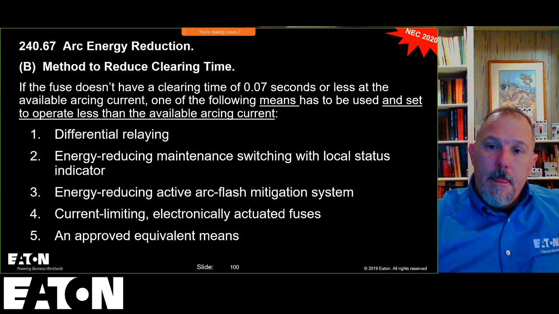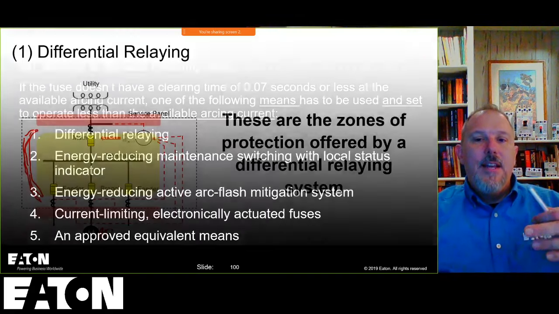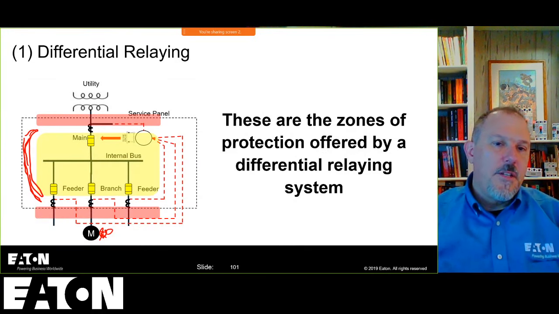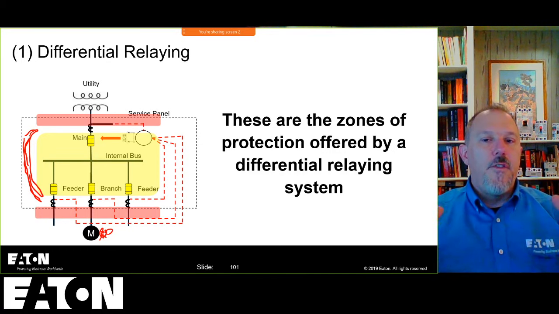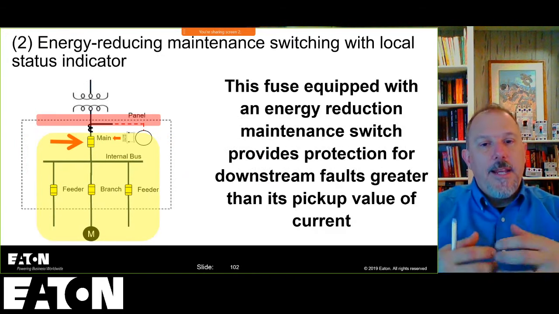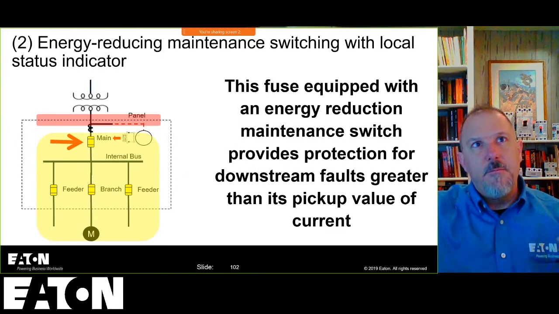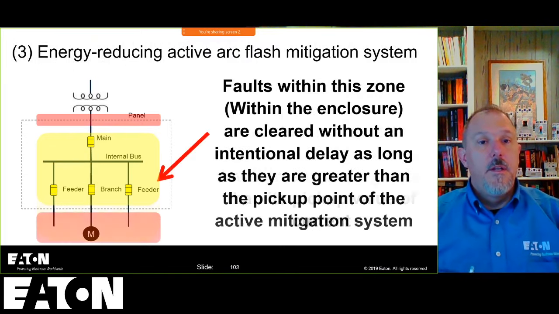And the technologies that you pick, remember the differential relaying, you have to understand that each of these are going to have a zone of protection. Differential relaying only protects you for faults in the zone. If you employ an arc reduction maintenance switch, it can look outside of the zone of protection, but it depends upon how much arcing current you have, right?